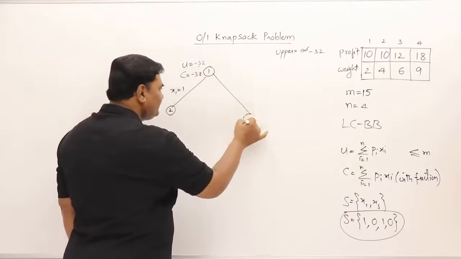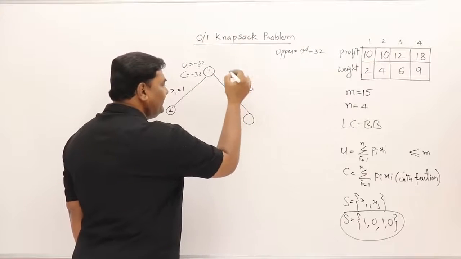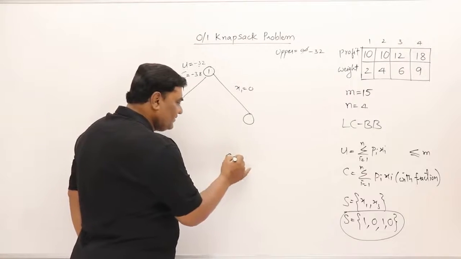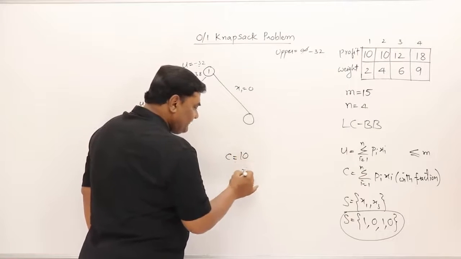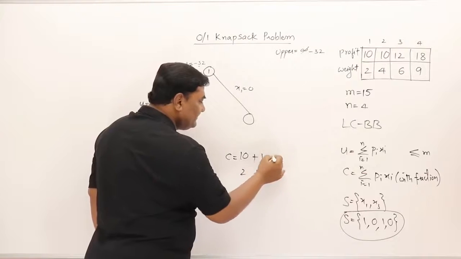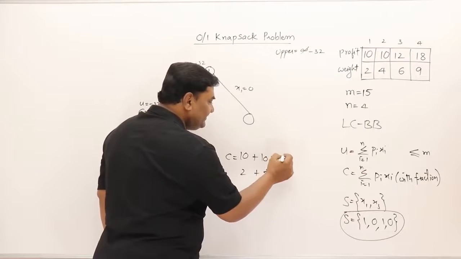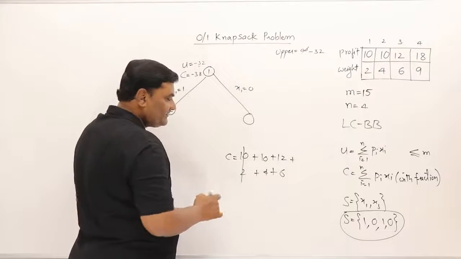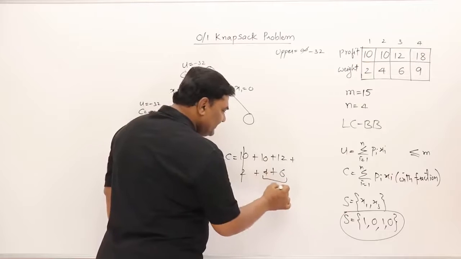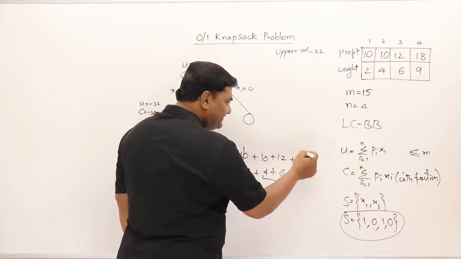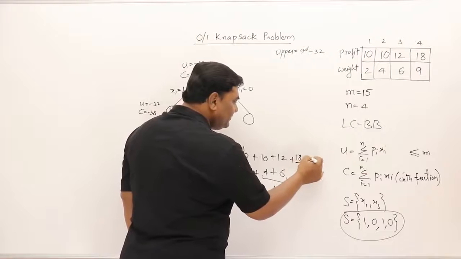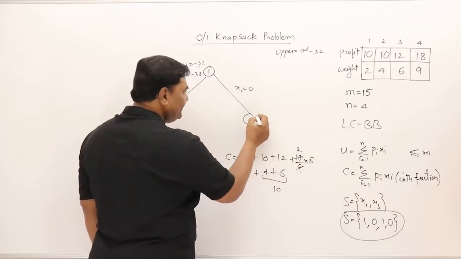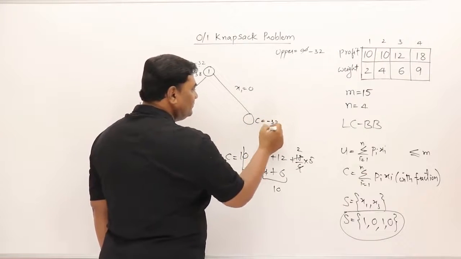Next, I will consider that the first object is not included in the bag. If the first object is not included, then what will be the cost? First object's profit and weight, second object's profit and weight, third object's profit and weight, and fourth object. Since I am not including the first, I should take only these. So this is how much? 10. Still how much is remaining? 5 kgs are remaining. So 18 by 9 into 5. So this will be 10, 20 and 32. So the cost is minus 32.